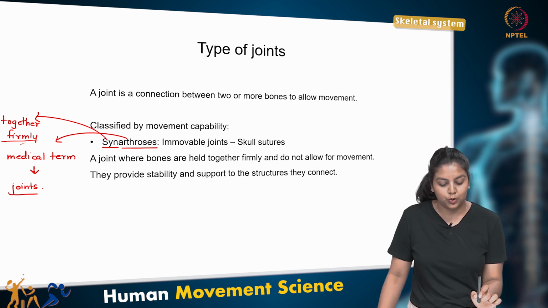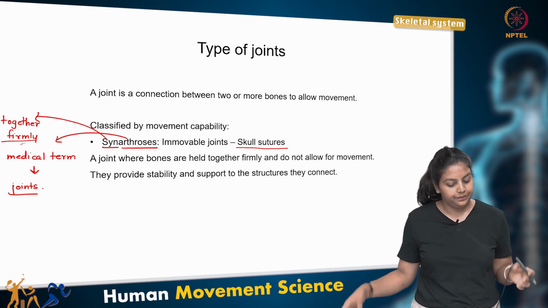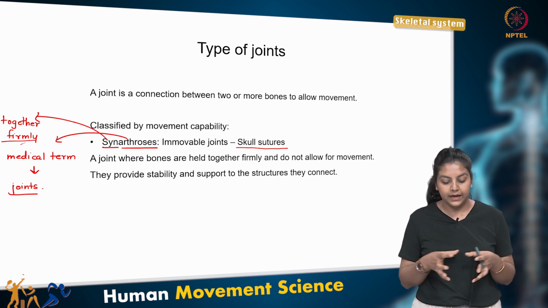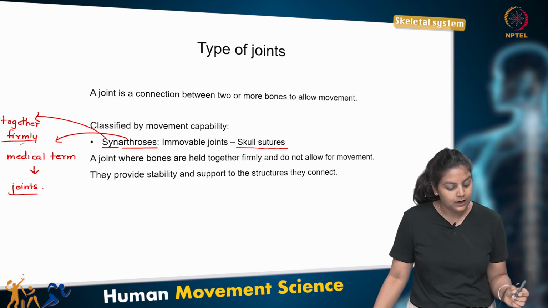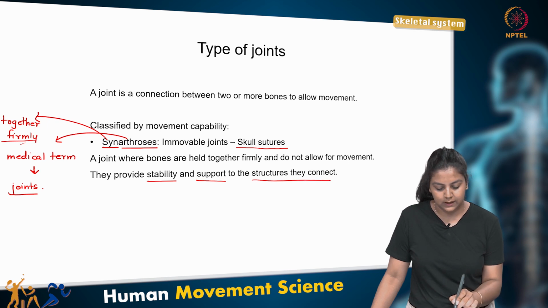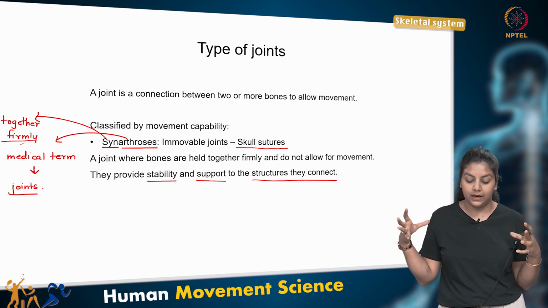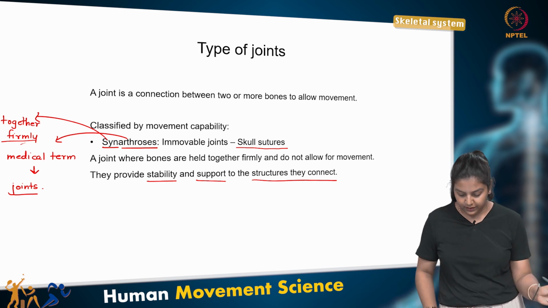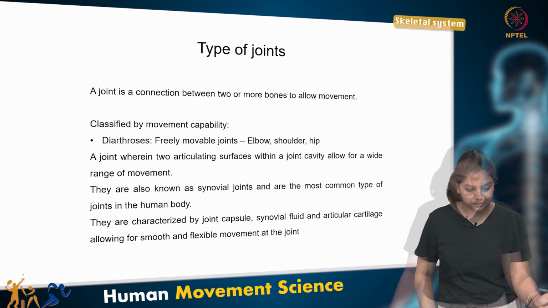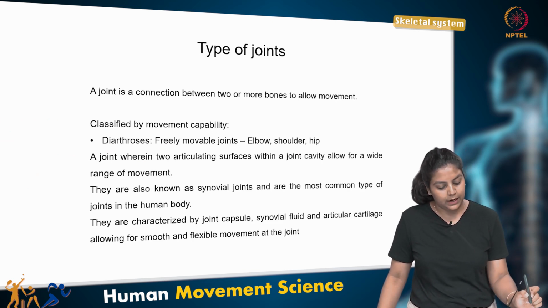So example, the sutures of the skull, so they don't really move. So it's a joint where, as we said, bones are held together firmly and do not allow for movement. So their role is to provide stability and support to the structures they connect. So we've looked at it enough now that the skull protects the brain and the structures within it and provides stability as well to your head. So let's look at diarthrosis, which is our second type of joint.